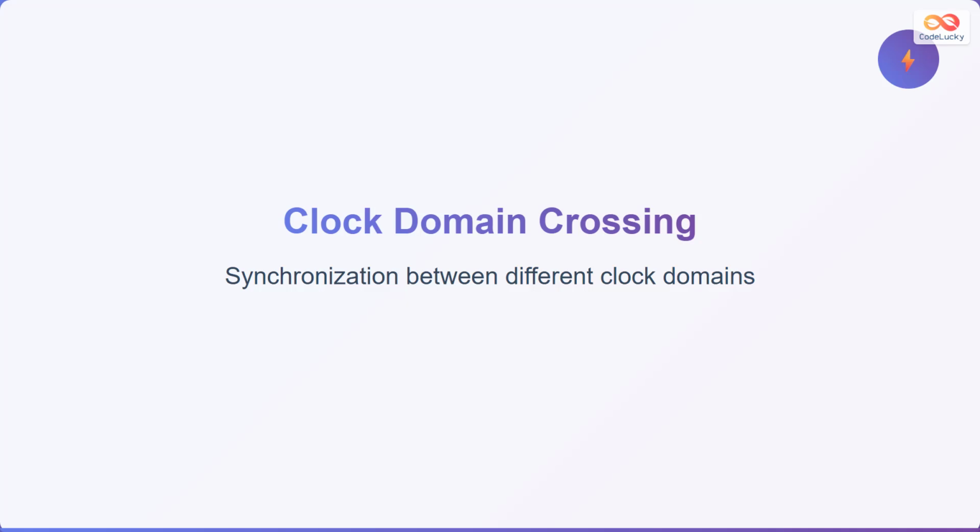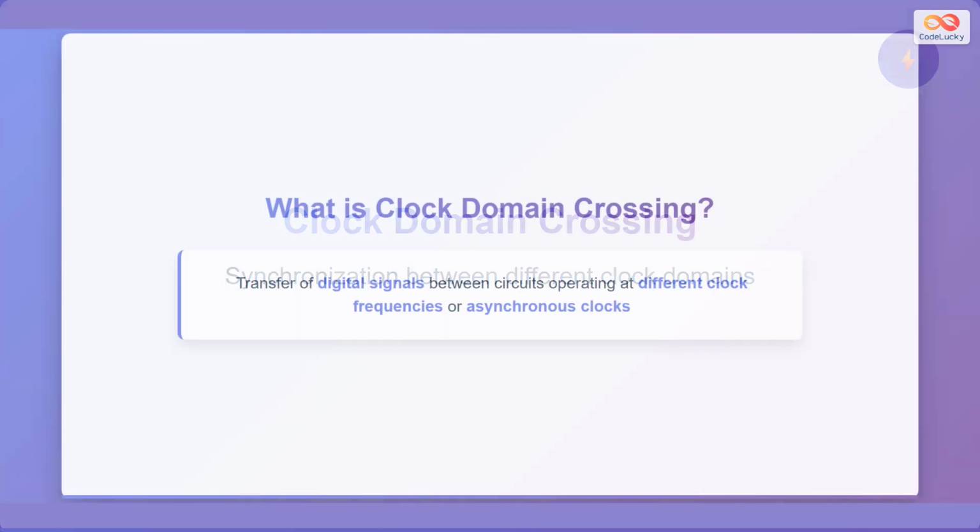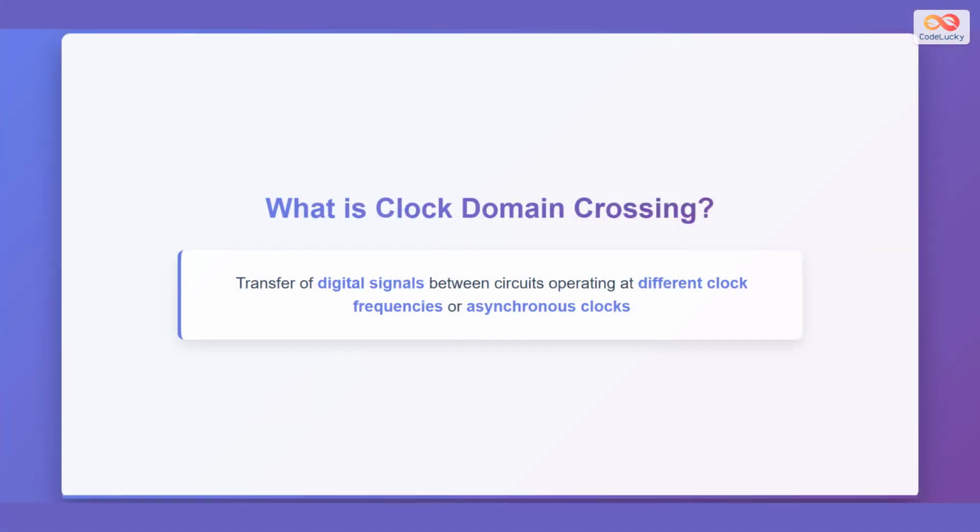Clock domain crossing. Synchronization between different clock domains. In this presentation, we will explore the challenges and solutions related to transferring signals between different clock domains in digital circuits. What is clock domain crossing? Clock domain crossing, or CDC, refers to the transfer of digital signals between circuits that operate at different clock frequencies or use asynchronous clocks. This is a common scenario in complex digital designs, but it introduces significant challenges.